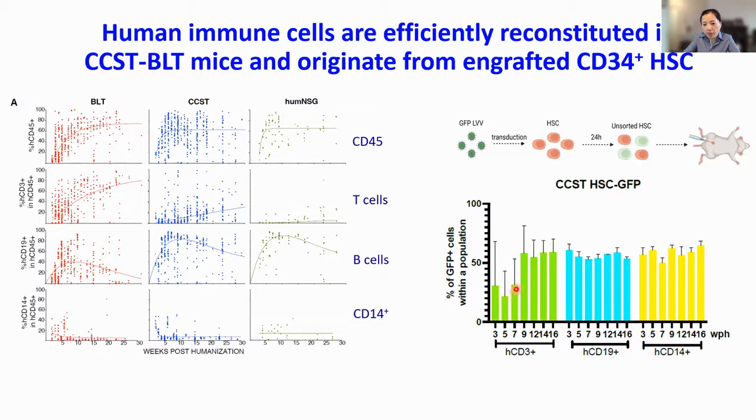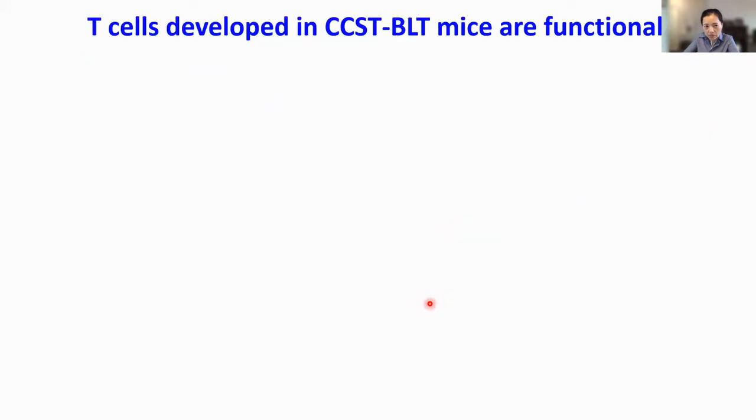However, after this period, basically starting at 8 weeks and beyond, the T cells that are present in CCST mice largely come from the CD34 positive human stem cells. The fact that we have a similar frequency of GFP positive cells in the fraction of T cells, in the population of B cells, and in the population of CD14, starting at 9 weeks post-humanization, really indicates that the T cells that are present in CCST mice do really come from the engrafted CD34 positive cells.